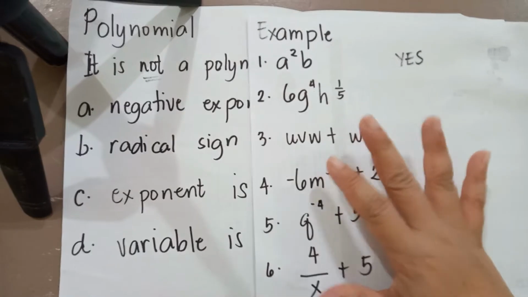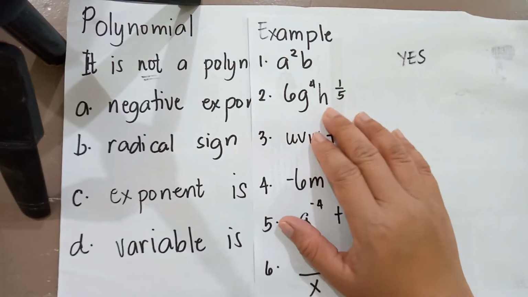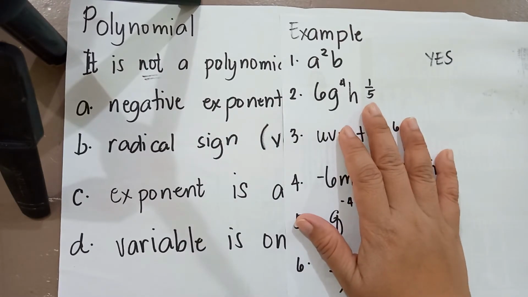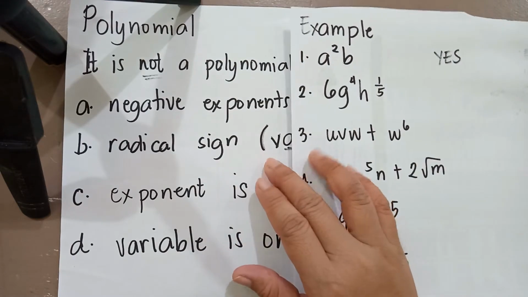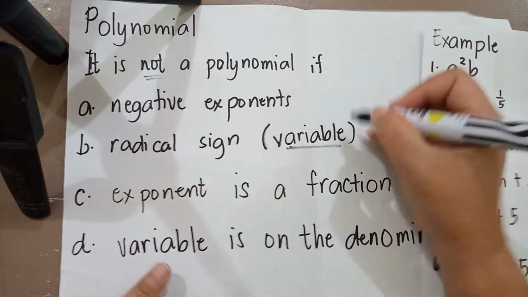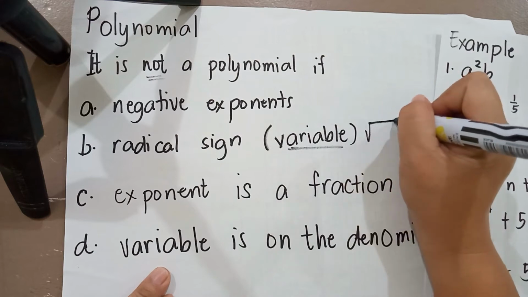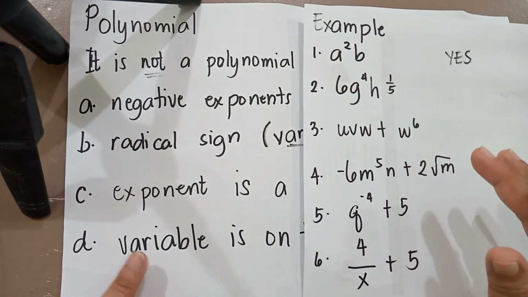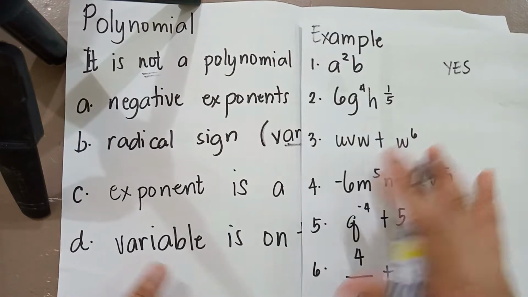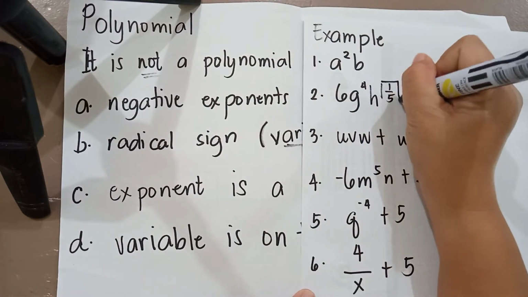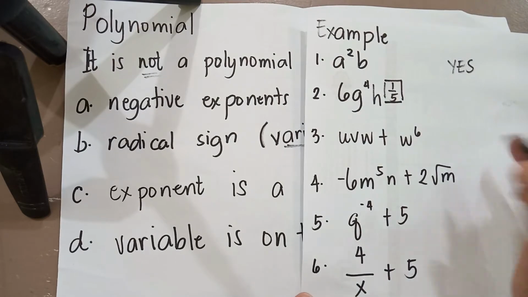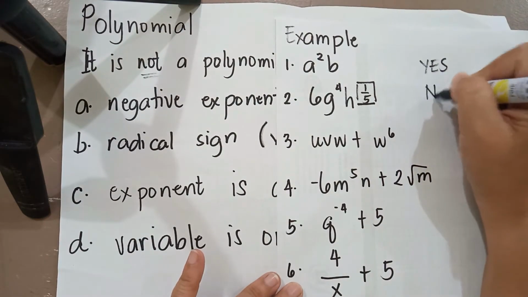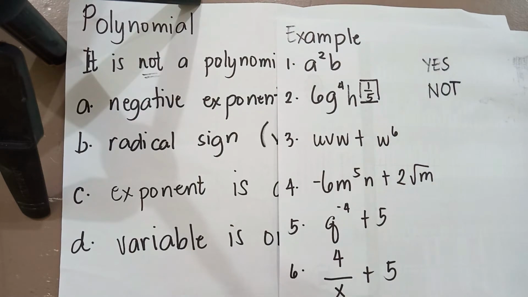Number 2, 6g to the fourth h raised to 1/2. First, negative exponent? None. Radical sign? When we are talking about radical sign, that is this sign. Next, letter C, exponent is a fraction. We have here an exponent which is a fraction. Then we can say this is not a polynomial.